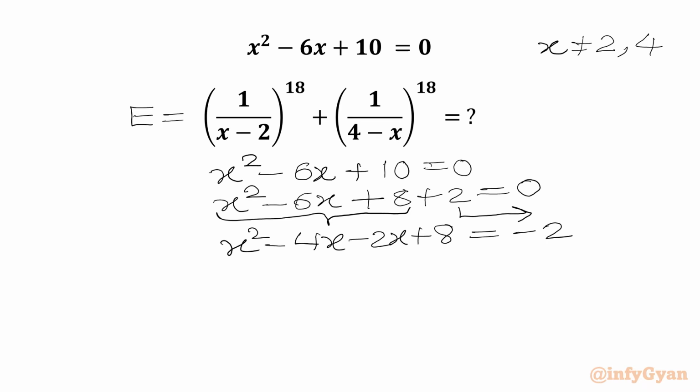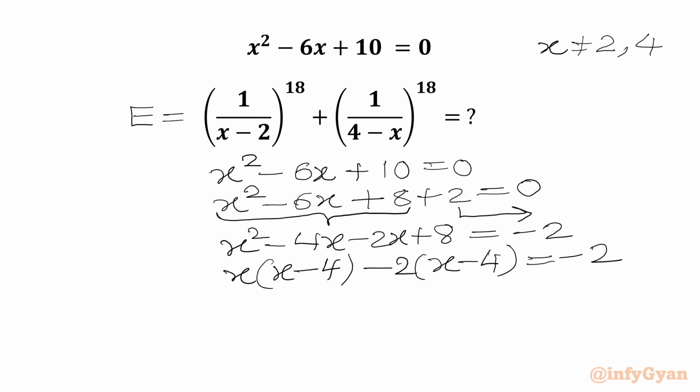From the first two terms of LHS, we will take x common out. So in the bracket, we will write x - 4. From the last two terms of LHS, we will take -2 common out. We will get the same bracket x - 4 equal to -2. Now x - 4 is overall common. So we will write (x - 4)(x - 2) equal to -2.